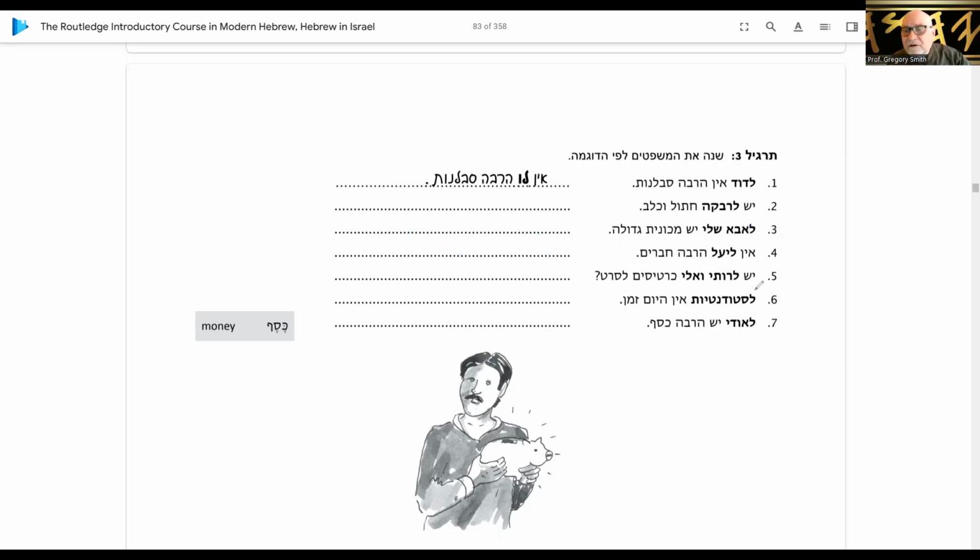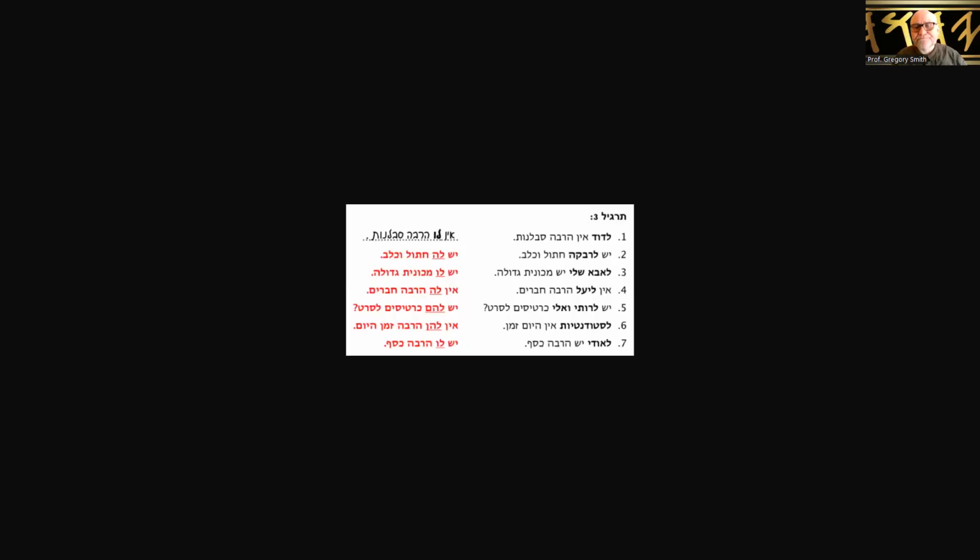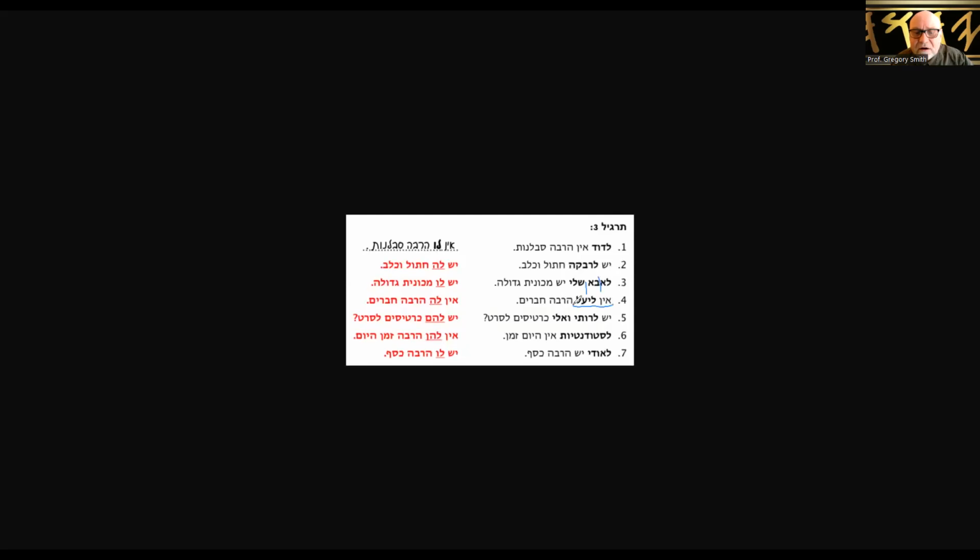Okay, number 5, yesh, let's see. Oh wait, let's take a look at our answer key, make sure we got that right. But I'm pretty sure, I'm like 100% sure that's right. So there it is, ein la Yael. There is not to Yael harbe havarim. There's not a lot of friends. There it is, ein la harbe havarim.